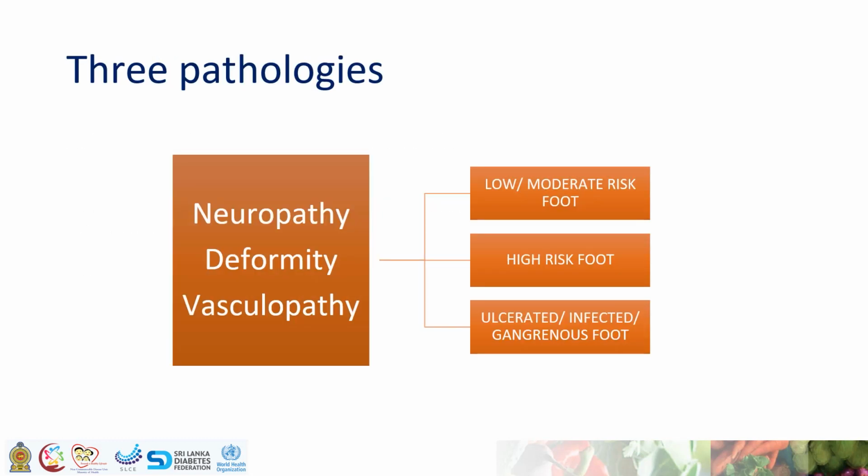There are three main pathologies, namely neuropathy, deformity, and vasculopathy. Based on these, diabetic foot can be divided into various stages such as low-risk foot, high-risk foot, and active foot problems. This classification will be discussed in detail later in this training module.